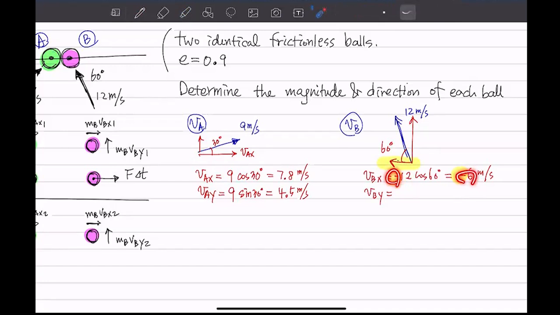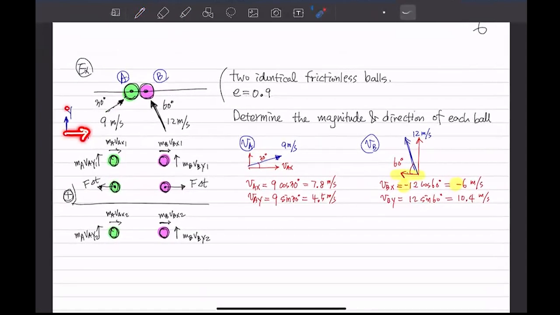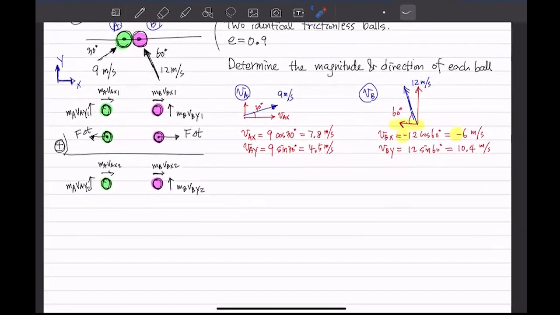Okay, and it's sine 60. I'm talking about this value, right? That's sine 60 times 12, and that is going to be 10.4 meter per second, and it's going to be a positive value because it's going up, right? We have defined our axis to be like this. So pointing towards the right is going to be a positive value. This is pointing right, so it's positive. This guy is pointing left, so that's a negative value, right?